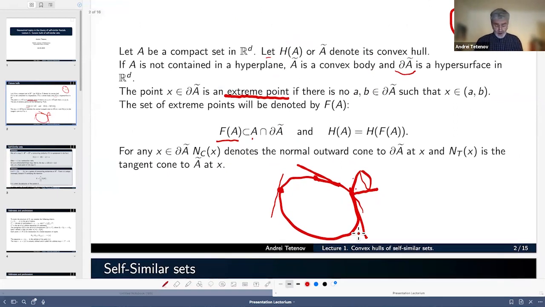So if a point x is an extreme point of the convex hull of A, then it cannot belong to the interior of any segment in the hull at this point, and therefore it defines special properties of the tangent cone and normal cone.